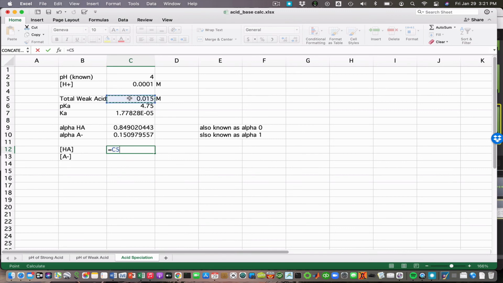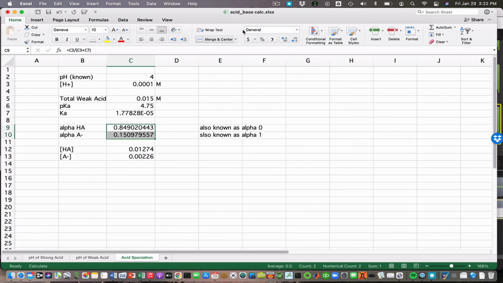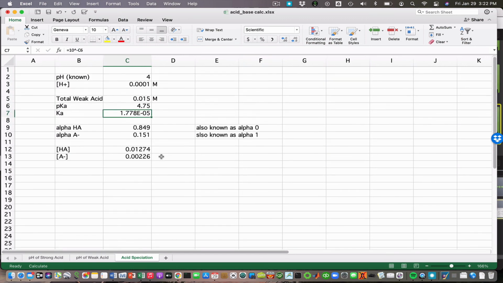All right, so now that we know our alphas, getting the concentration is trivial. HA is equal to the total concentration times alpha HA. And A- is equal to the total concentration times alpha A-. And again, that's a disgusting number of sig figs. Let's clean up our spreadsheet a little bit here. And we are good to go.